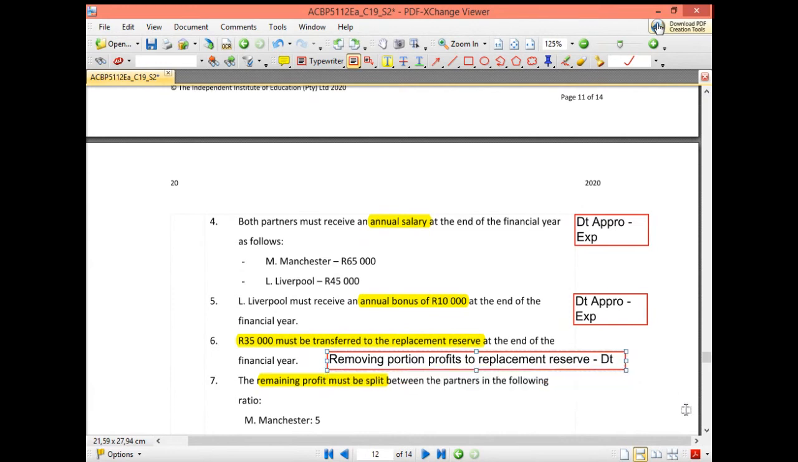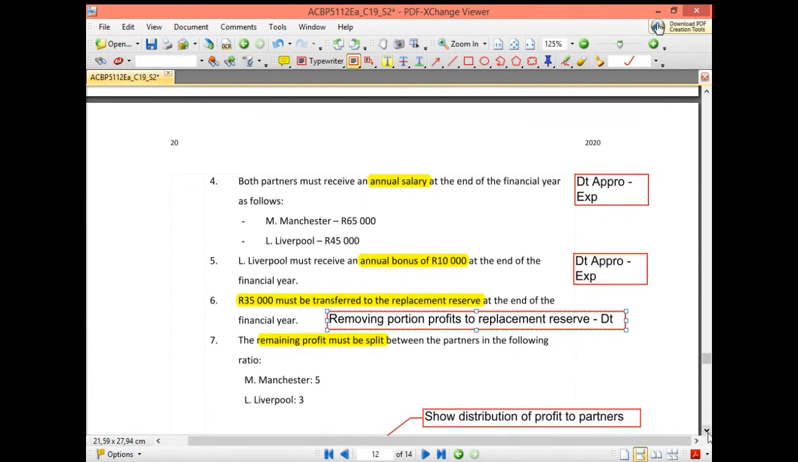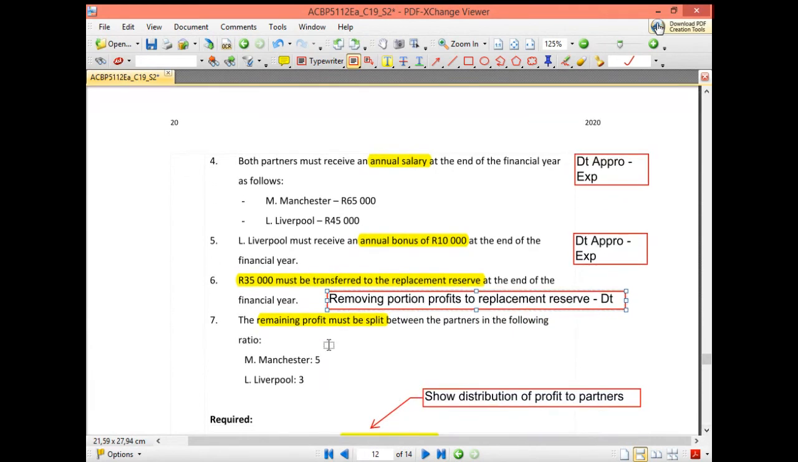And then they tell you the remaining profits need to be split 5-3. Now what that means is Manchester will receive 5/8, and Liverpool will receive 3/8. Now, how do I know it's over 8? I take the two amounts here, the 5 and the 3, add them together to work out what is the total, and that is how I determine the portion or the ratio that we will apply.